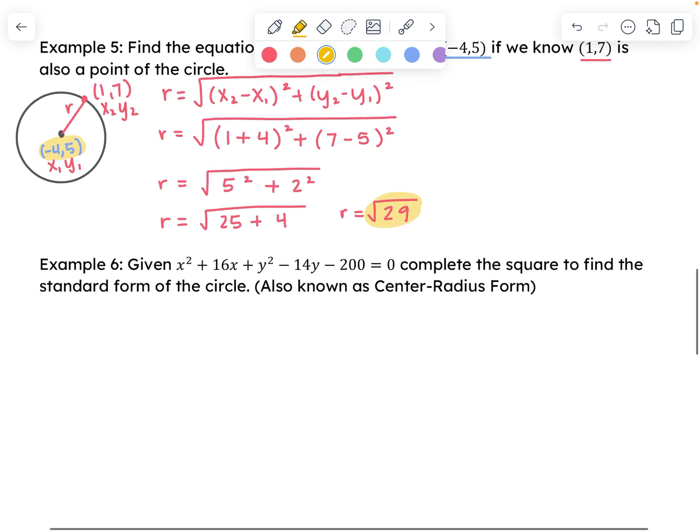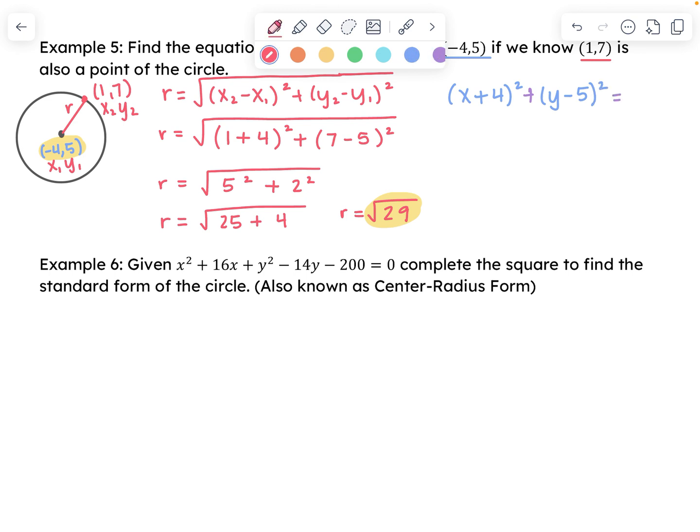all into my equation. So x minus h would be x, instead of minus a -4, we're going to do plus 4 squared, plus my y minus my k, so y minus 5 squared, and it's going to equal my radius, the square root of 29 squared.